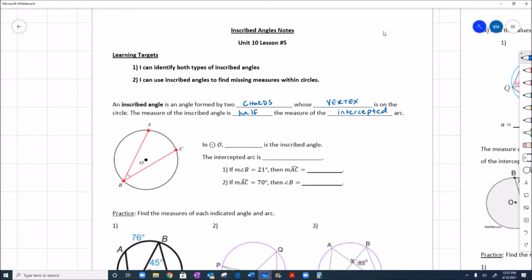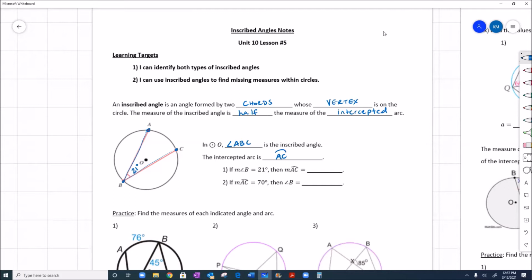So in circle O, angle ABC is an inscribed angle. The intercepted arc is arc AC. So ABC, two chords with the vertex on the circle, right? Intercepted arc here, AC, the arc between the sides of our angle. So if the measure of angle B was 21 degrees, what would be the measure of arc AC?